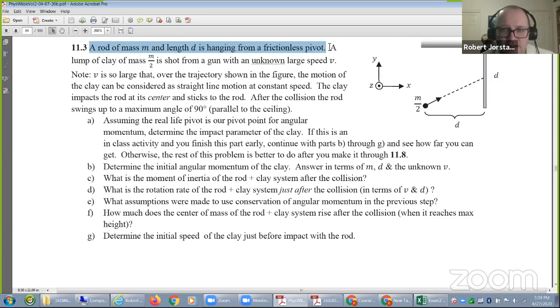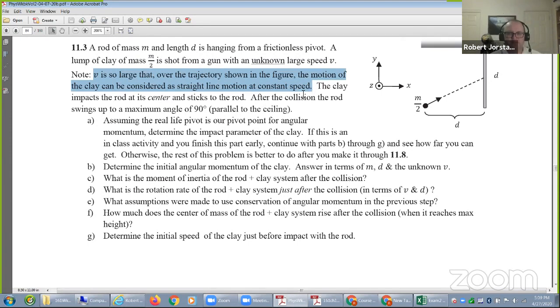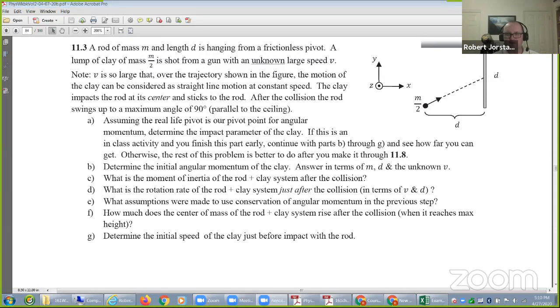Now we've got the same thing, but it's going at this angle. We're going to assume it's straight line motion. It hits the center and sticks to the rod. Notice this time the speed is unknown, but we're going to call it the letter V. Hopefully it's obvious that in this case, you could choose any pivot in the world. Why wouldn't we choose the obvious one right here? There's our pivot. And here's our line of motion. Actually, I'll let you do this one.